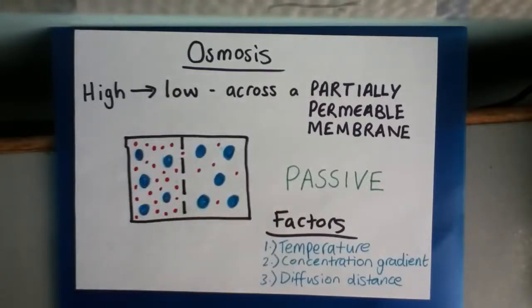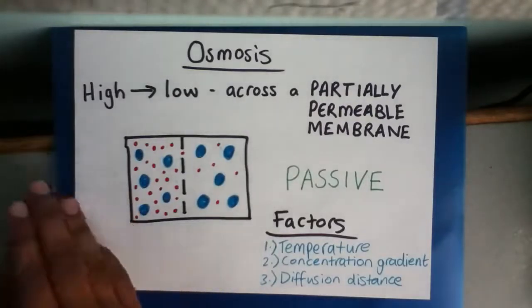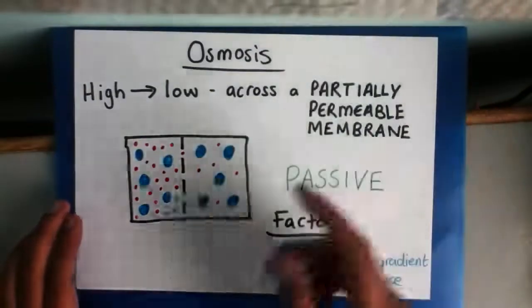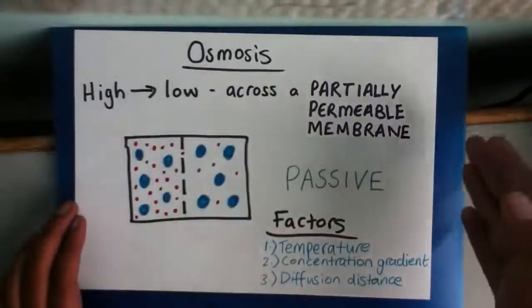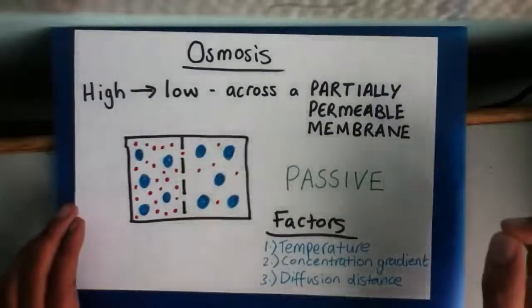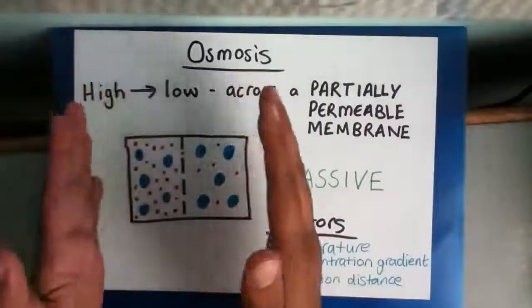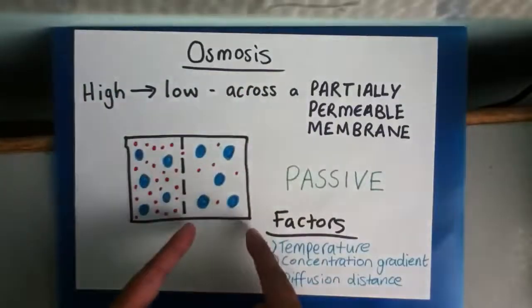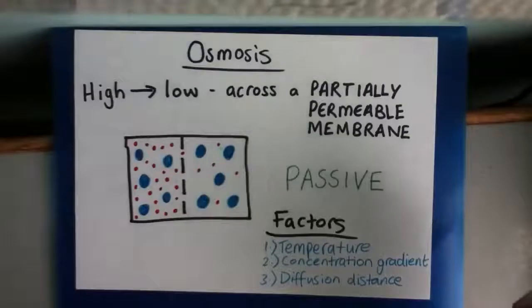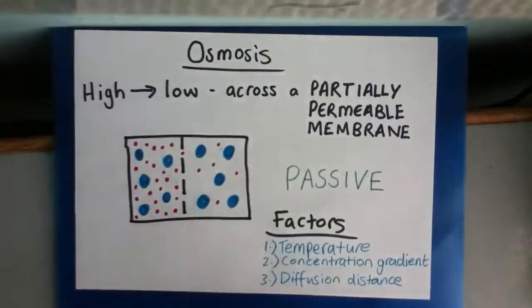And finally, the diffusion distance. If the molecules have to move a lot further to reach the other side across the partially permeable membrane, then diffusion will be slower. If it's only a very, very short distance these molecules have to cross, osmosis will be a lot quicker. This is the basics of diffusion and osmosis in less than 5 minutes.